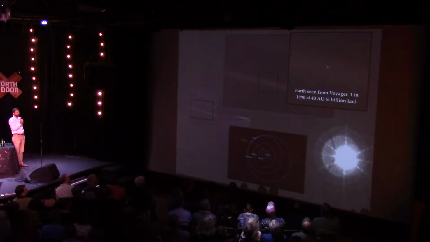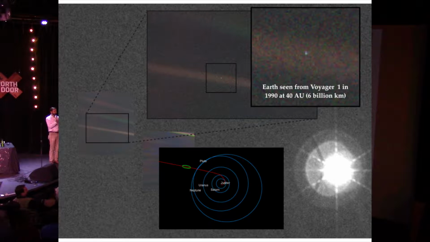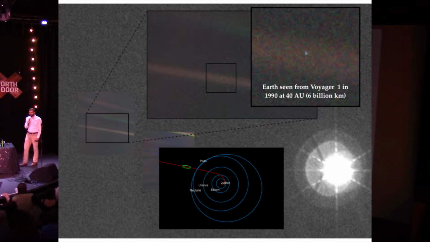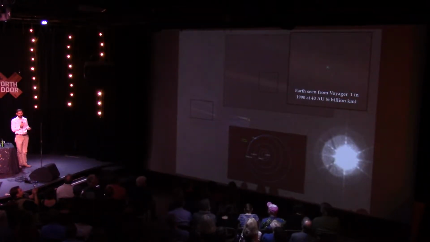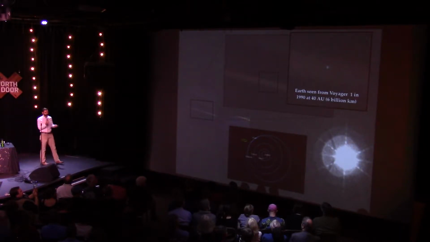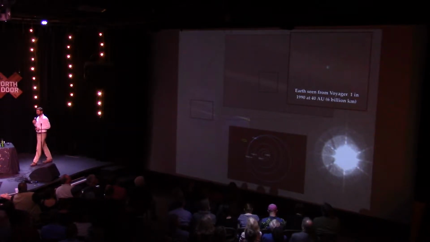Again, this was Voyager 1 at 40 AU in 1990. It was launched in the late 70s. After it was done with its main mission of studying the outer gas giant planets, for no scientific reason other than to provide some perspective, it turned around and took a photo of Earth. This is the famous pale blue dot image that Carl Sagan really helped deliver.